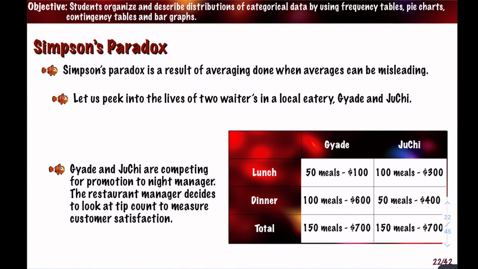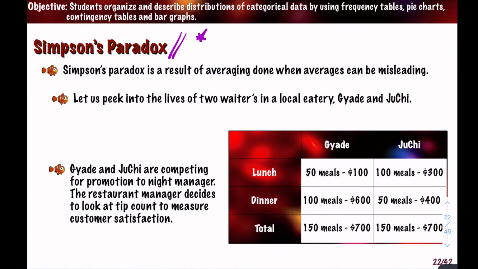So the last slide for this video is Simpson's Paradox. I bring this up because it sometimes shows up on the AP test, but it's kind of here and then it's gone. Simpson's Paradox is a result of averaging done when averages can be misleading. And this does lead us into trouble when we try to make conclusions when we don't have all of the context. So let's peek into the lives of two waiters in a local eatery.